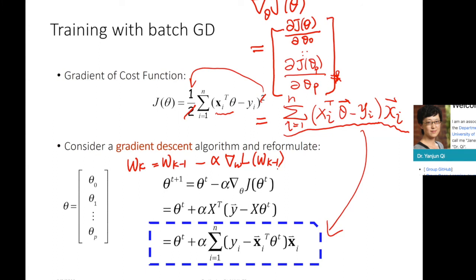So theta t plus 1 equals theta t plus alpha times, because there's a minus, right? You just put the minus inside the first part, and then you are going to get this gradient form. This is the gradient descent for linear regression. Very, very simple. But when you truly implement it, we actually do not use this summation form.